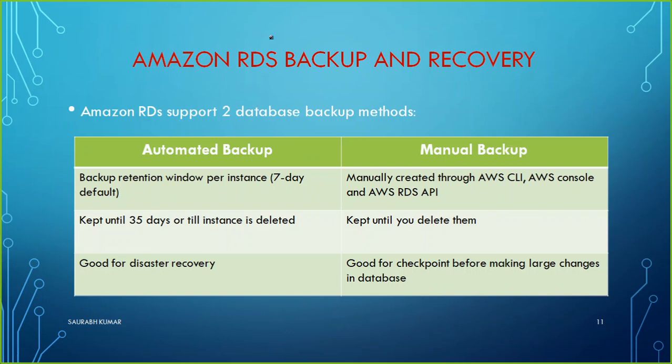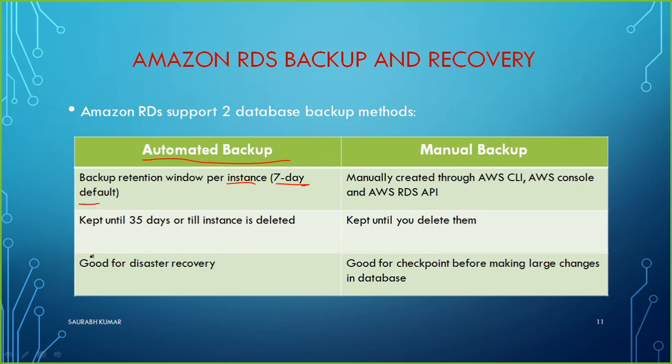One is automated backup, which is something like a scheduled backup. You can set a date and time or frequency, such as every week, every day, or at a particular o'clock, when you want to run the backup process. In RDS you can just set it and RDS will take the backup by itself. You don't have to worry about it. The automated backup retention window per instance is by default 7 days, but you can change it. You can keep 3 days, 10 days, 20 days, whatever is suitable for your organization.